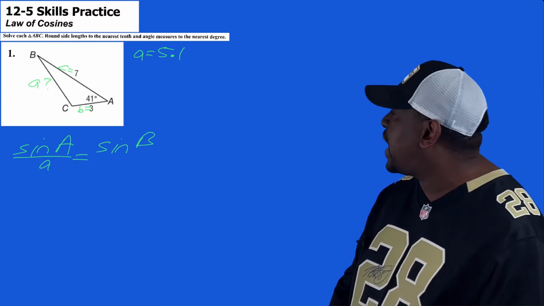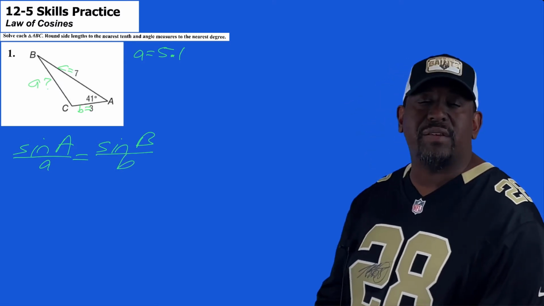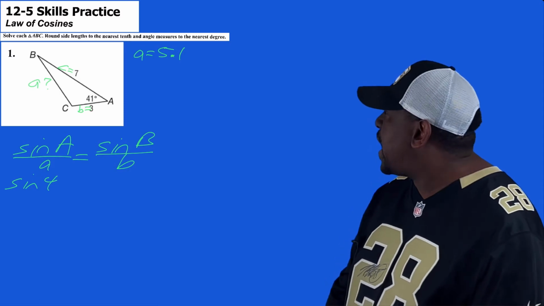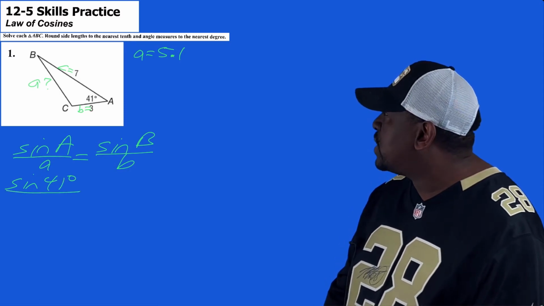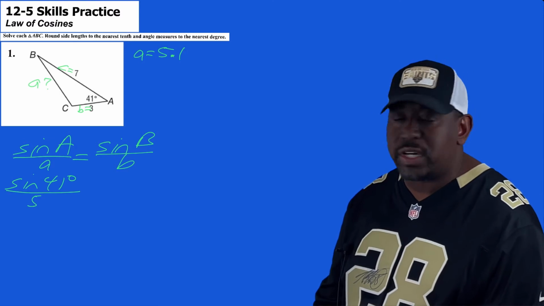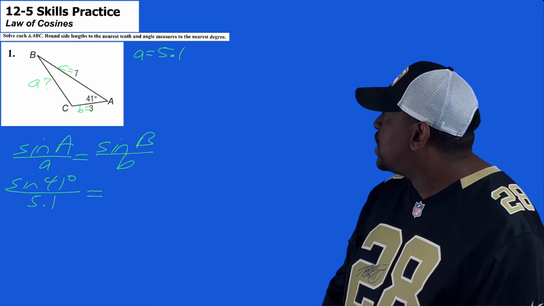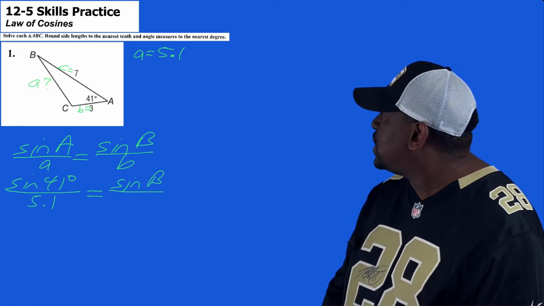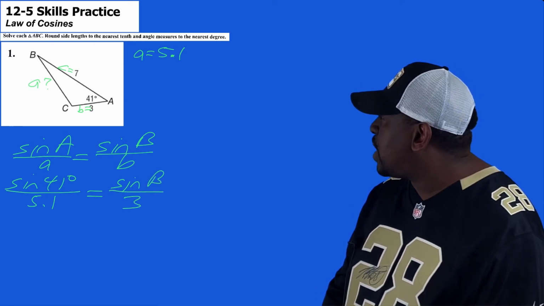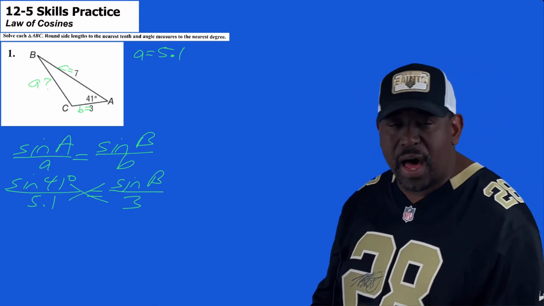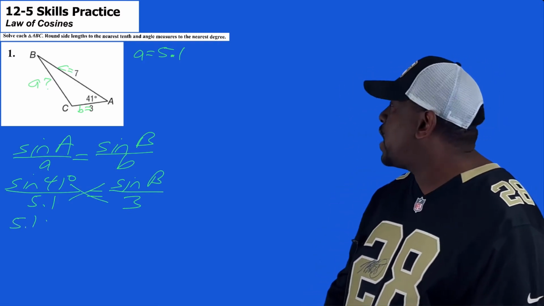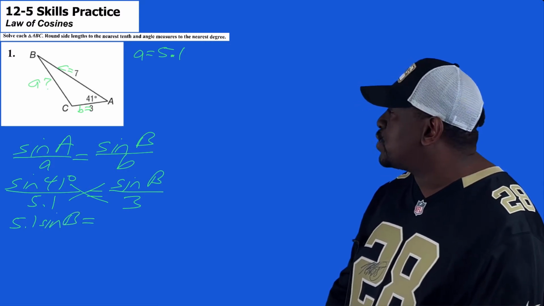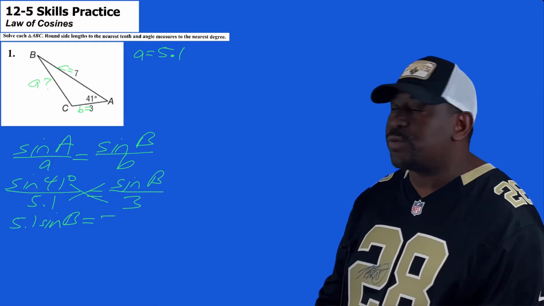We have sine A over A is equal to sine B over side B. We substitute the values as given. For angle A, we put 41 degrees. For side A, we put 5.1. We will put sine of B, which is the angle we're looking for, and side B is 3, so we put that in the denominator. We cross multiply to get rid of the fractions, and we end up with 5.1 times sine of B is equal to 3 times sine of 41 degrees.